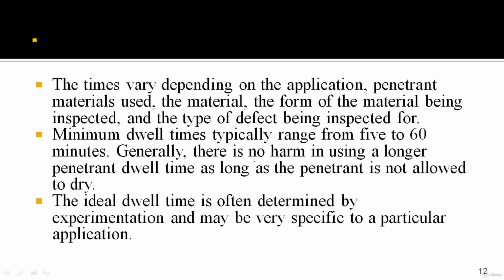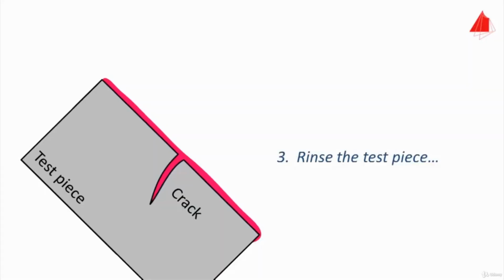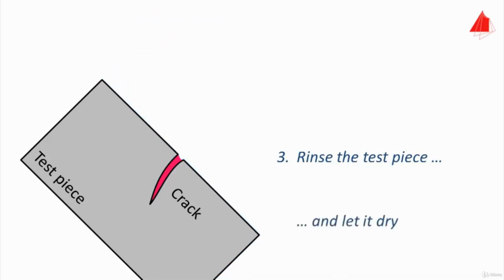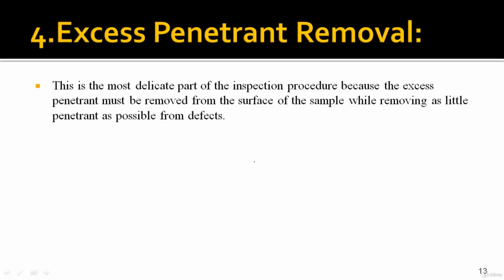The ideal dwell time is determined by experimentation and may be very specific to a particular application. Once dwell time is completed, you will remove the excess penetrant. This is the most delicate part of the inspection procedure because the excess penetrant must be removed from the surface of the sample while removing as little penetrant as possible from the defect.